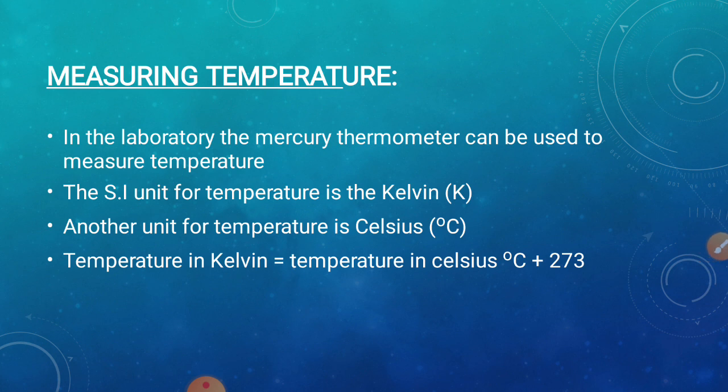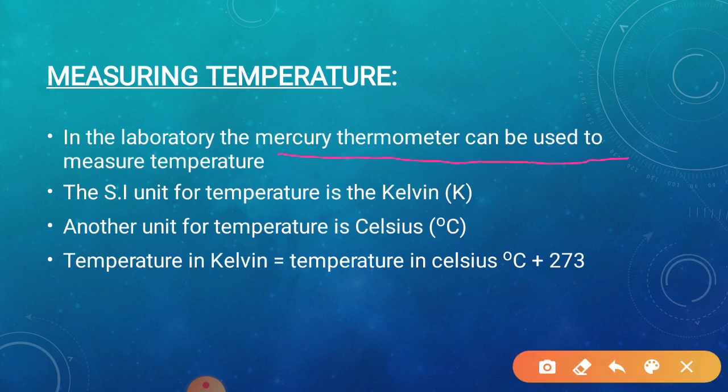Next is measuring temperature. In the laboratory, the mercury thermometer can be used to measure temperature. The SI unit for temperature is Kelvin. Okay, so scientists are bound to follow SI units. Another unit for temperature is Celsius.